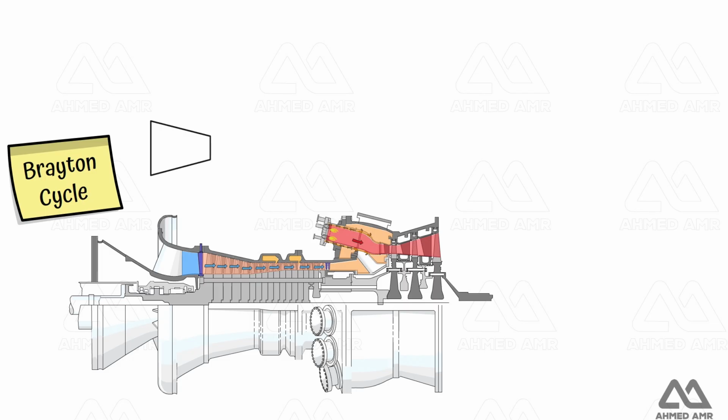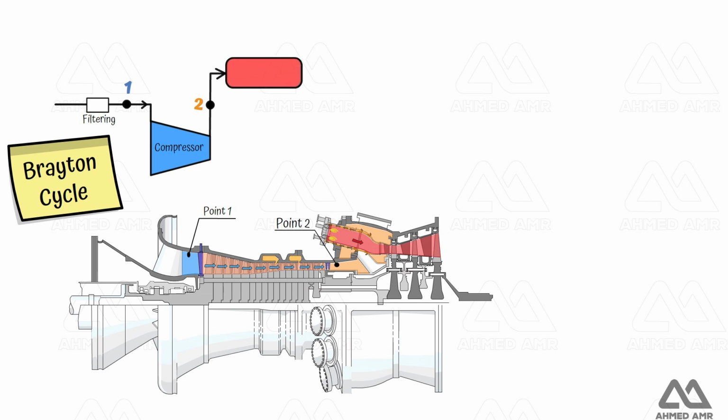This symbol represents the compressor. Ambient air, after filtration, just before the compressor, this is point 1. Air leaves the compressor at point 2. Then, the air enters the combustion chambers, mixes with fuel, and combustion occurs. The outlet of the combustion chambers is point 3.